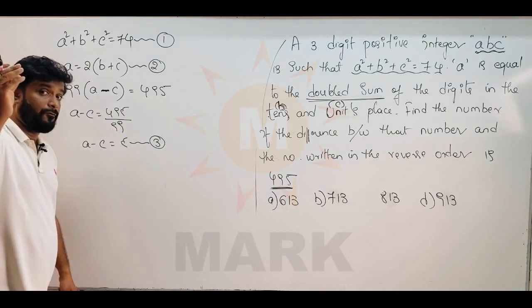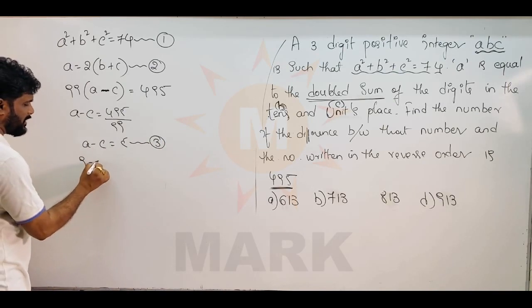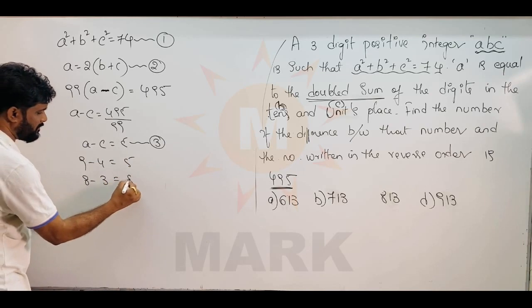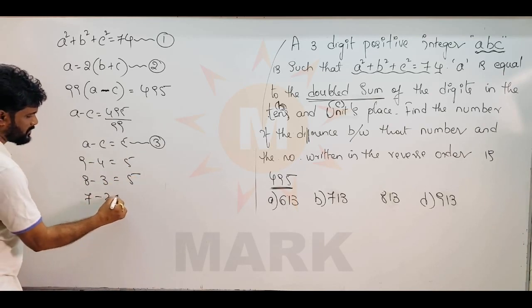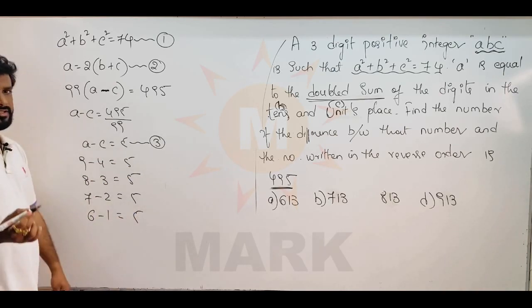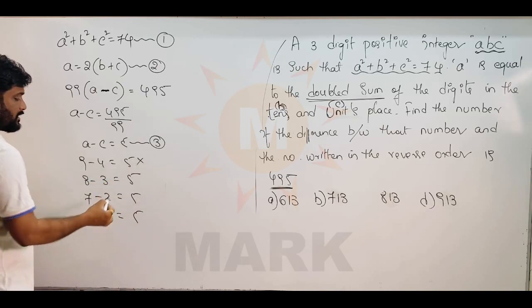My dear friends, there are only 4 choices that can give this kind of difference called 5. First one is 9 minus 4 is equal to 5. Second one is 8 minus 3 is equal to 5. 7 minus 2 is equal to 5 and 6 minus 1 is equal to 5. There are 4 choices.